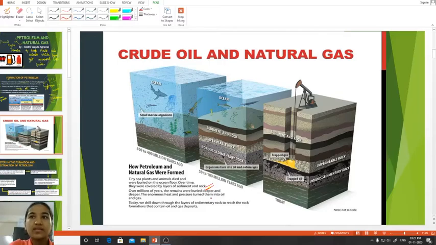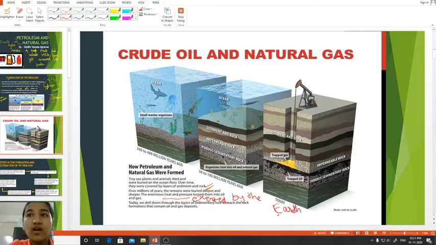The enormous heat and pressure turned them into oil and gas. That means the enormous heat and pressure exerted by the Earth. The Earth also has its own heat and pressure, which converted them into oil and gas.